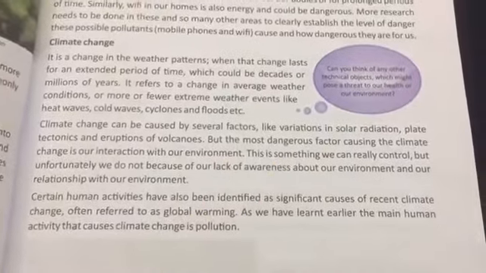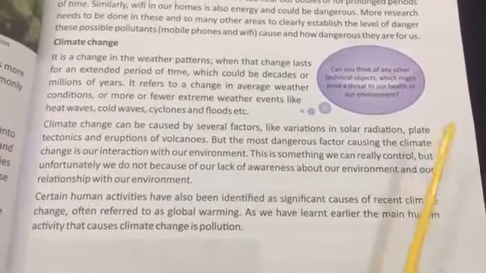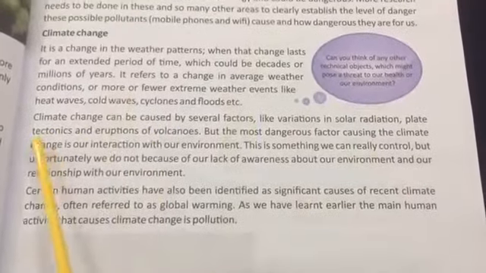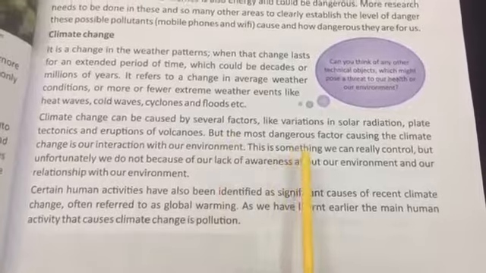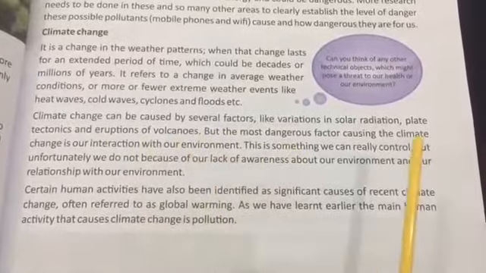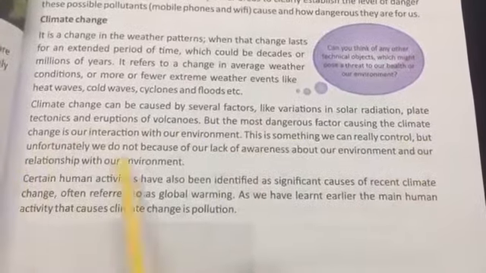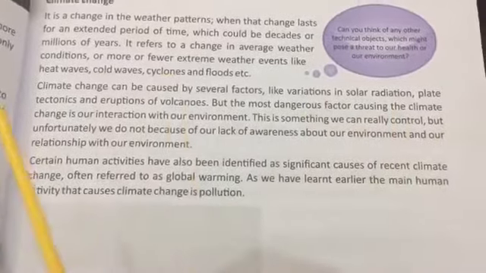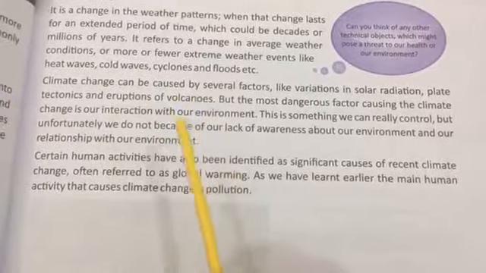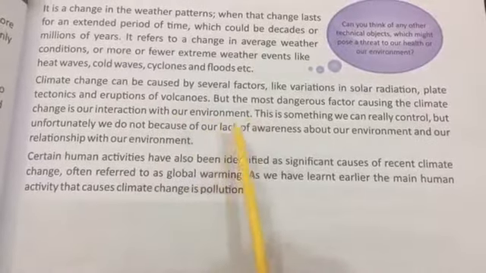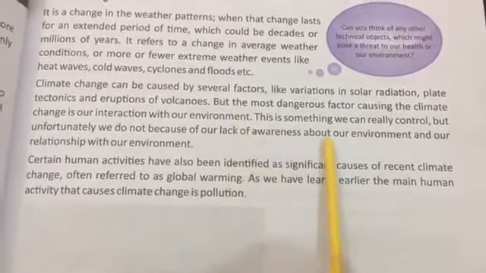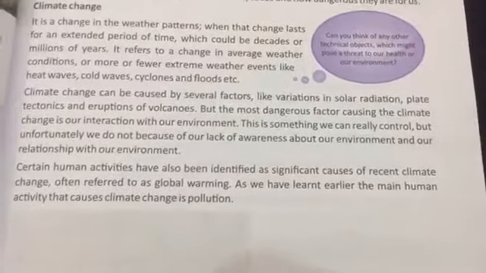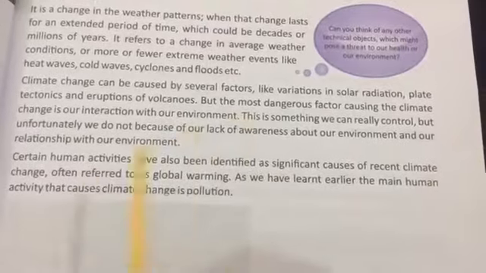We cannot control the solar radiation, we cannot control the plate tectonics, right? That is all natural happenings. But we can control our interaction with our environment, we can control the population, but we do not have the awareness. We can control it, but unfortunately we do not. What is the reason? Because of our lack of awareness. We do not have the knowledge, we are not aware of our environment and our relationship with our environment.